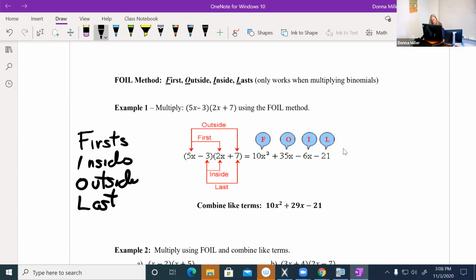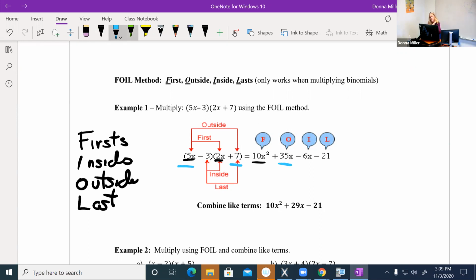Okay? So when you have a binomial times a binomial, if I multiply the first, this guy times this guy, it's the first one in each list. So it's 5x times 2x is 10x squared. Then I'm going to multiply the insides. The insides are the two guys in the middle. Oh, outside, sorry. Just to stay consistent, outsides. The guys on the outside. So it's 5x times 7 is 35x.